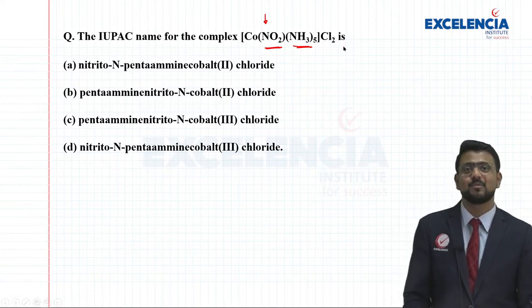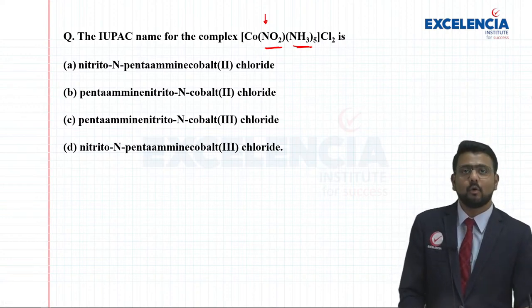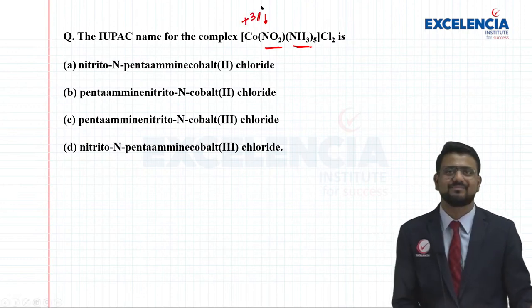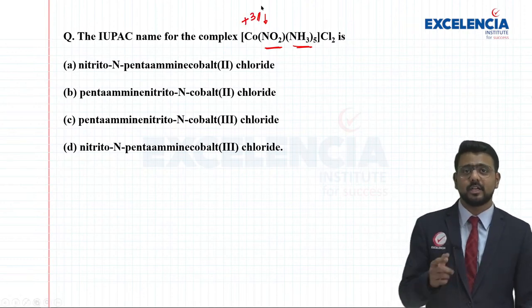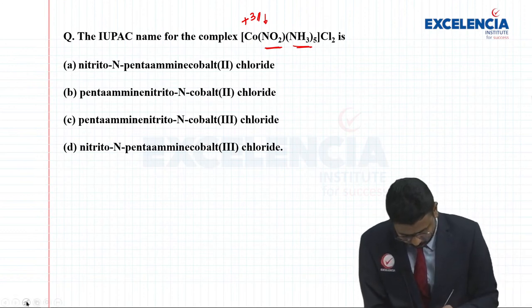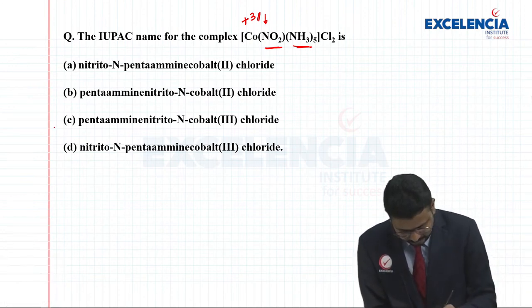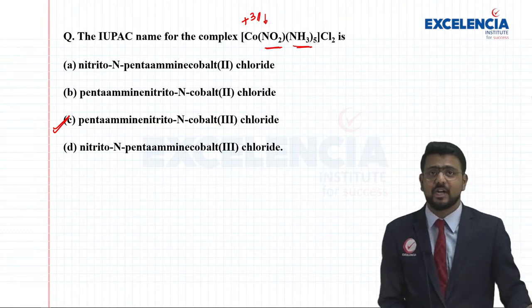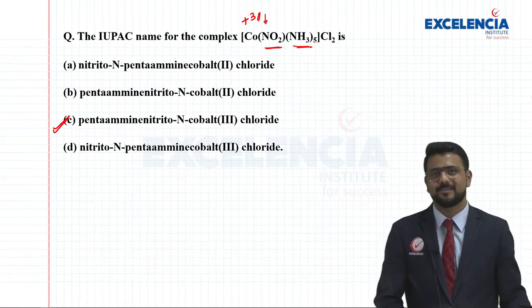Now the question is, what is the oxidation state of cobalt? Without any doubt, the oxidation state of cobalt here is +3. And because its oxidation state is +3, if you notice, option C is going to be your correct answer: pentaamminenitrito-N cobalt(III) chloride.